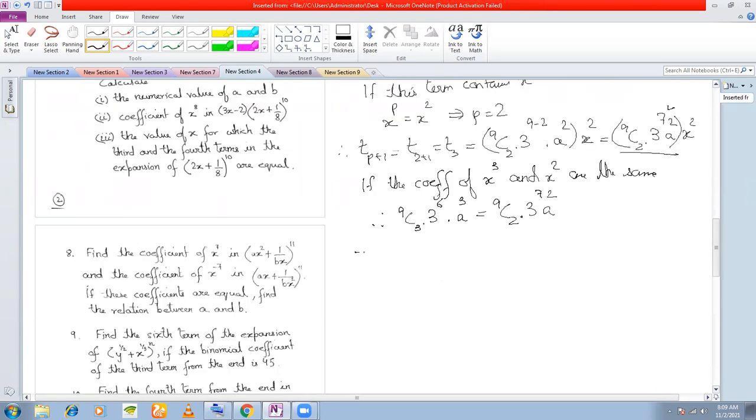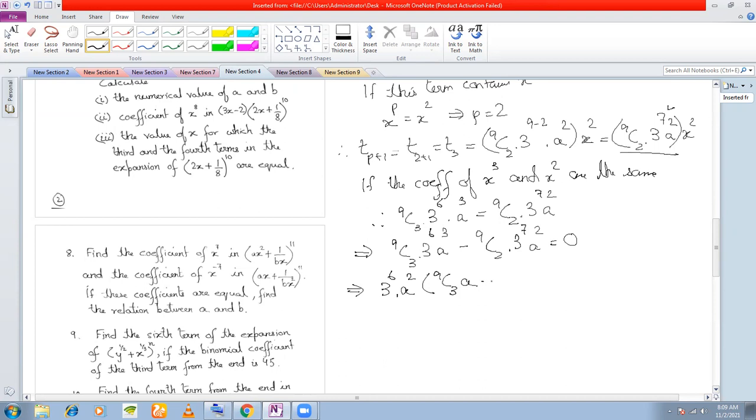So now what you do is you take everything on one side, that is make the right hand side 0: 9C3 into 3 to the power of 6 into a cube minus 9C2 into 3 to the power of 7 a square is equal to 0. Okay, now from these two you can take 3 to the power of 6 into a square common. So what are you left with?